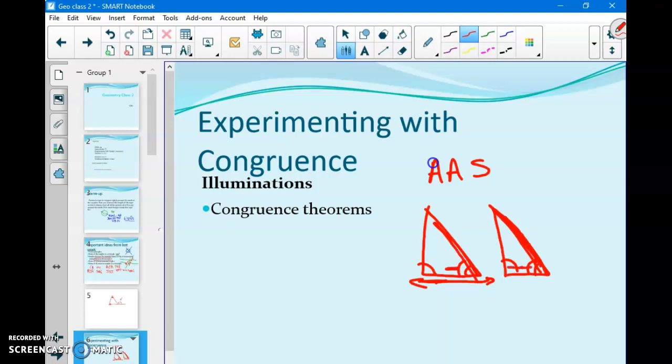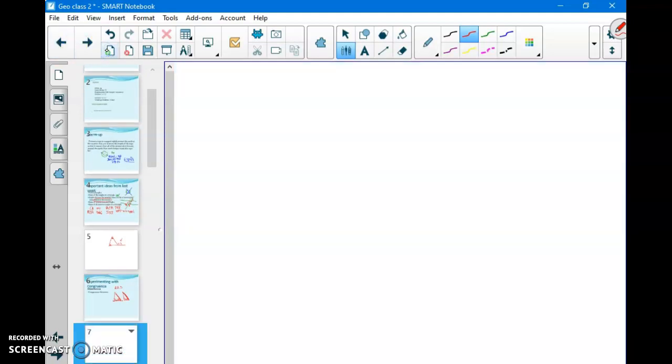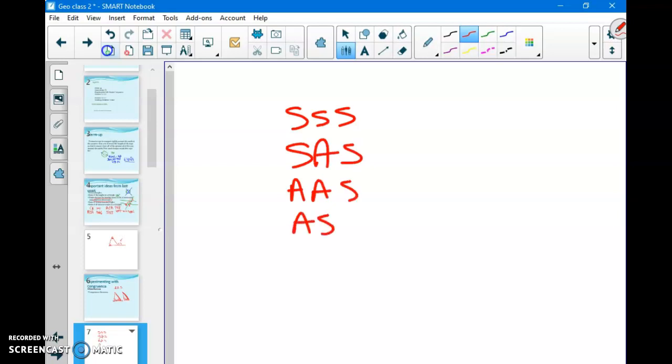So let's look at the 4 ways that we have for proving congruence. Oops, I guess I don't have that slide here. So the options that I have are side, side, side congruence, side, angle, side congruence, and the 2 with the angles, angle, angle, side, and angle, side, angle. So anytime you have 2 of the 3 angles and 1 side, you have congruence.